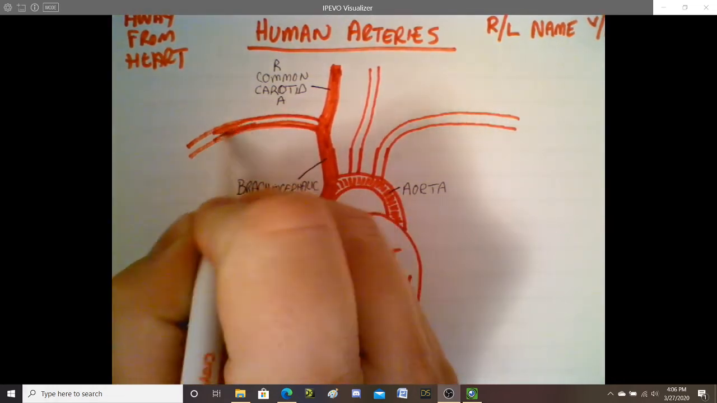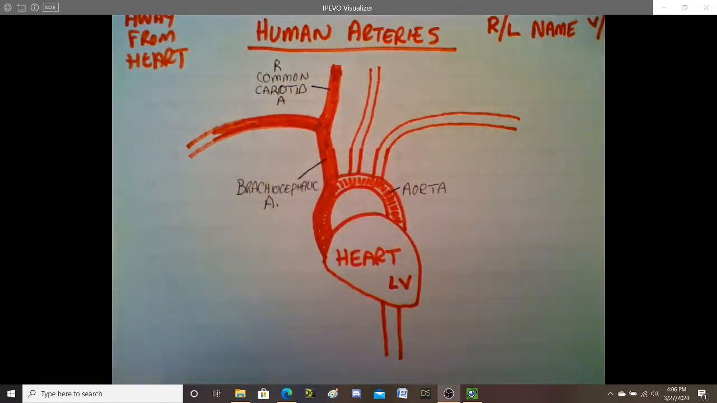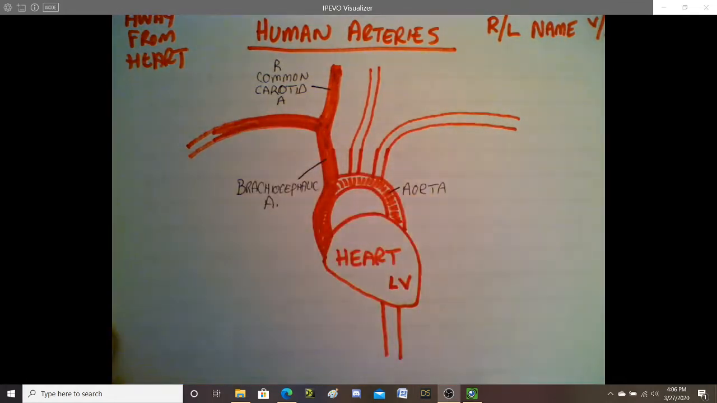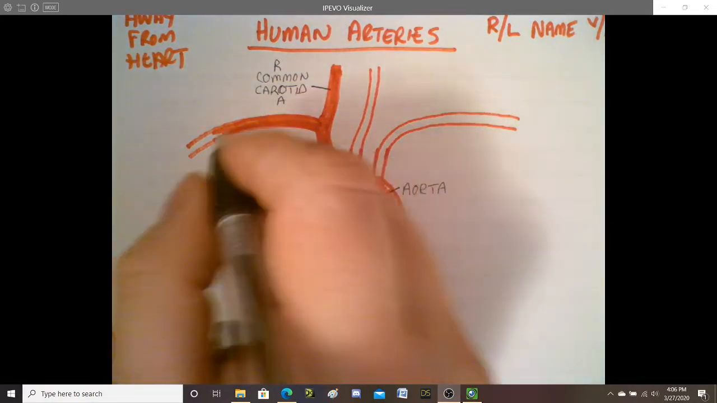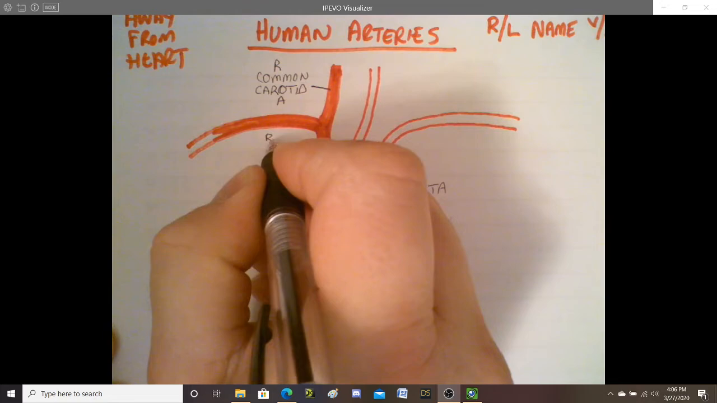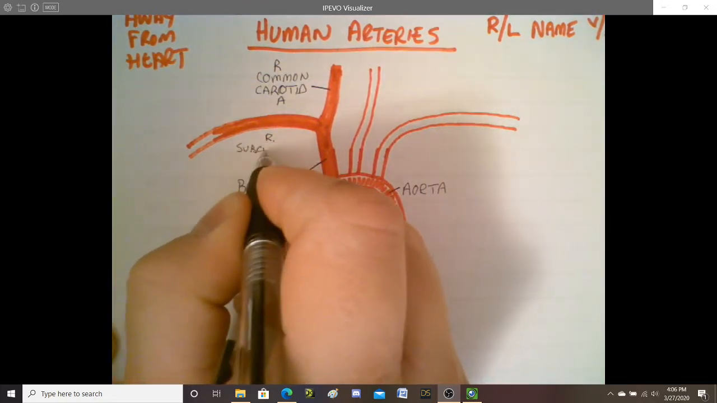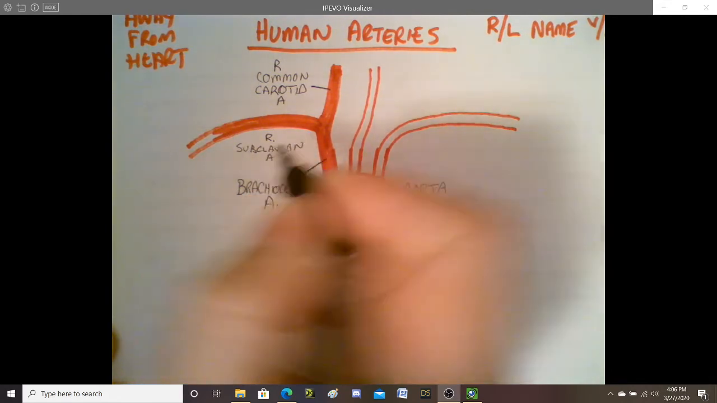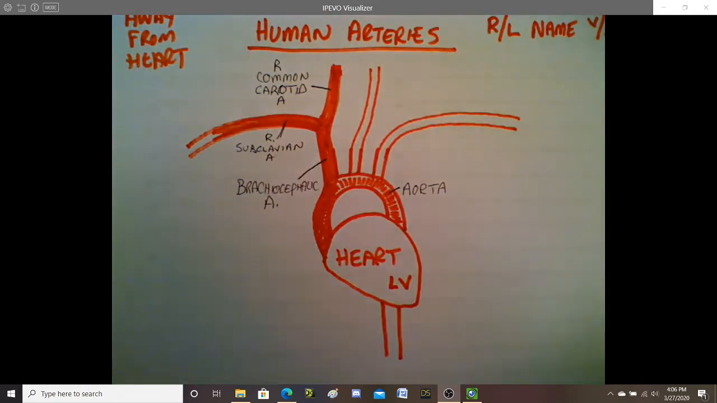And it initially goes under your clavicle. So the blood vessel going under your clavicle is called the subclavian. So this is on the right side of our body. So this is the right subclavian artery. All right. Now the right subclavian artery is going to go until the first rib.